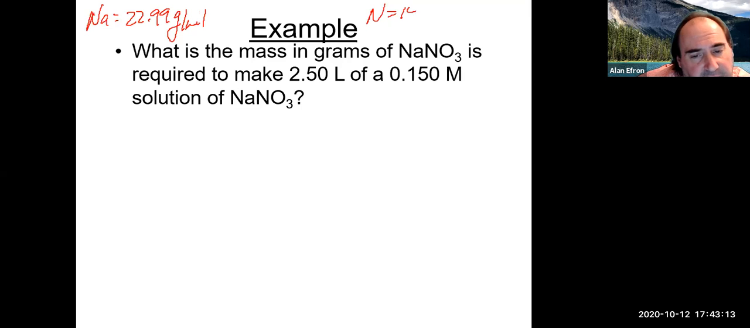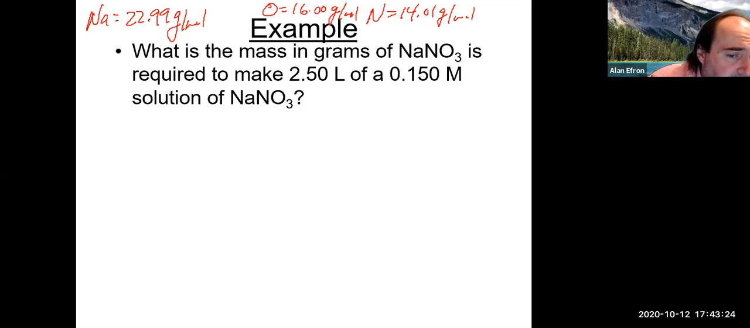Nitrogen is 14.01. And oxygen, go here, is 16. All right, so take a couple minutes, see what you come up with. We're looking for how many grams of sodium nitrate there are in this solution that has that molarity and that volume.